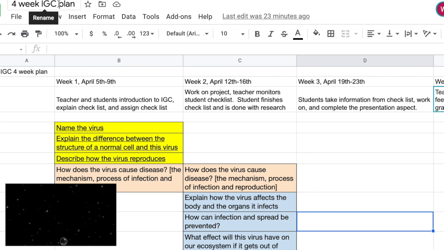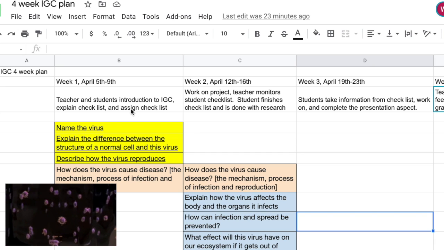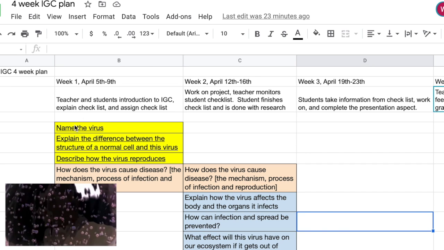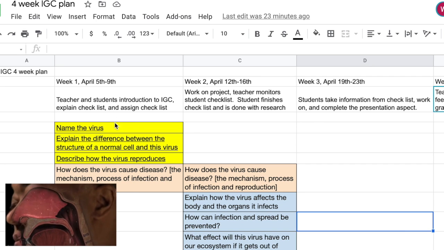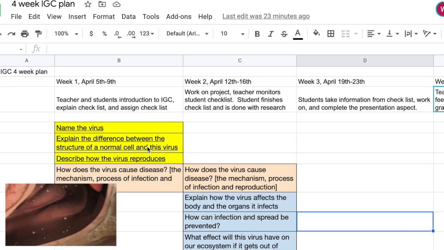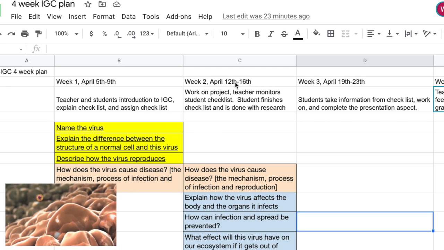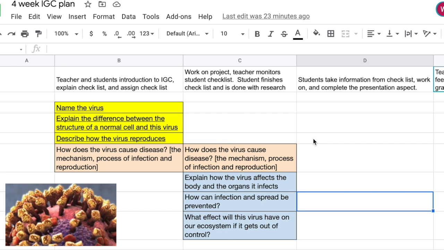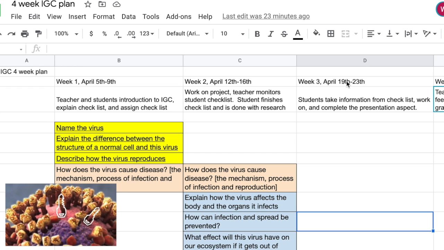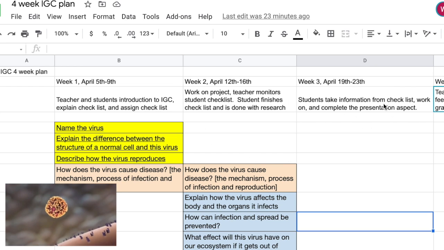You can see the 4-week IGC plan, week 1, April 5th to 9th. Teacher and students introduce IGC, explain the checklist, and assign the checklist. So these are the parts of the checklist you need to finish by the 9th of April. Now go ahead and work on it over the weekend, the 10th and 11th, but make sure you get that much done. And then April 12th through 16th, you should finish these parts of the checklist. And then week 3, April 19th to 23rd, the checklist is all done and you're working on your presentation.